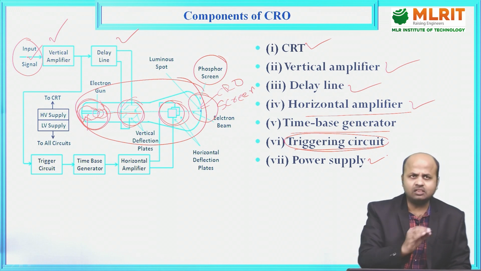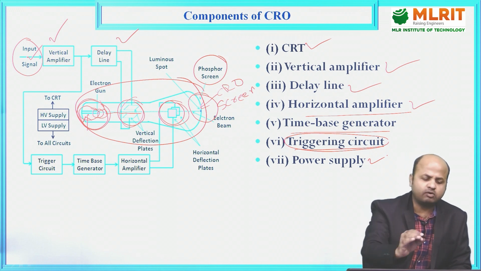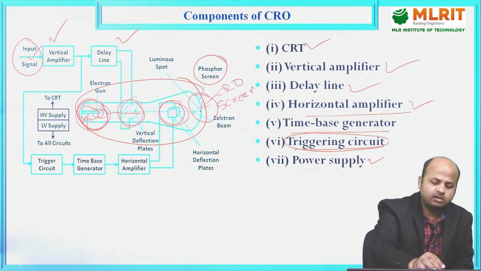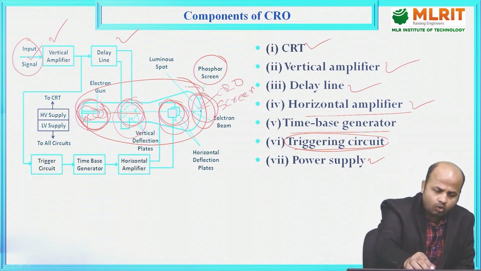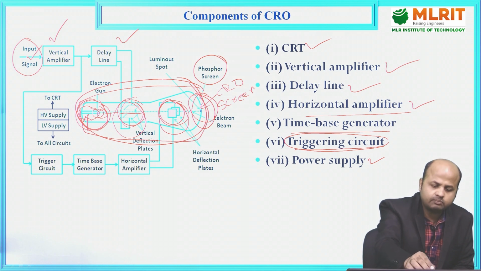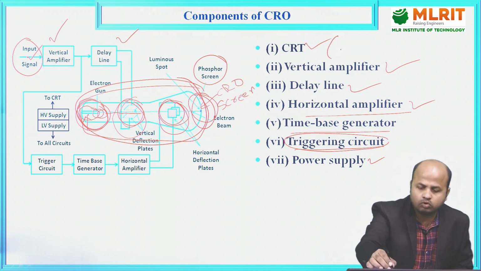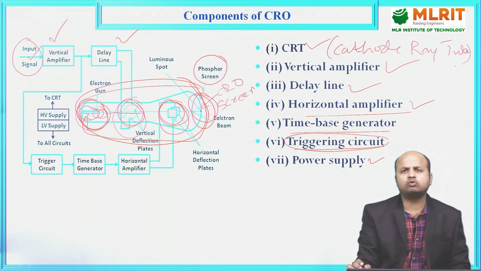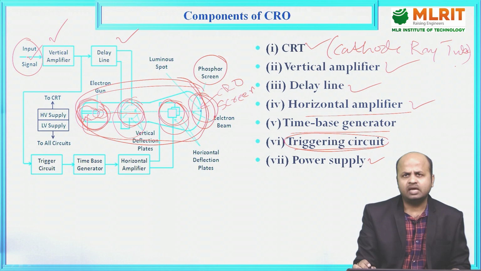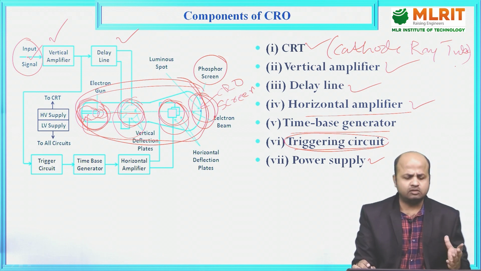So till now we have to understand that CRO consists of an electron gun, vertical plate, horizontal plate, and a CRO screen. This whole setup is nothing but CRT. CRT means cathode ray tube. Cathode ray tube is made up of glass, and inside that cathode ray tube there is almost no air, it is a very high vacuum.